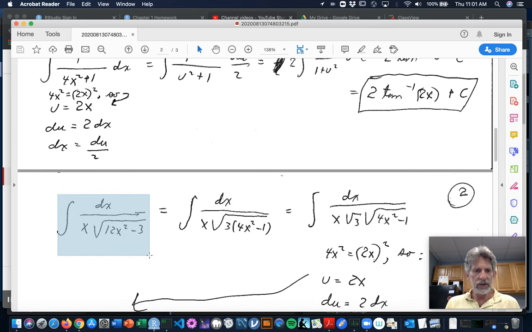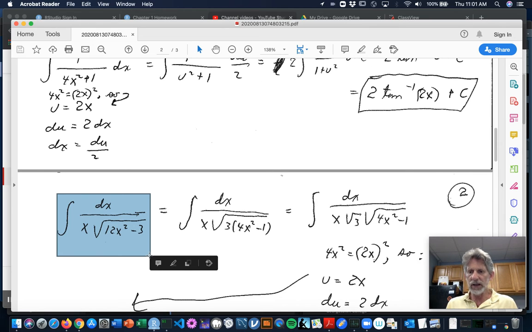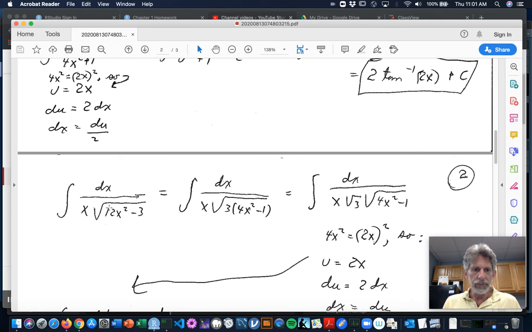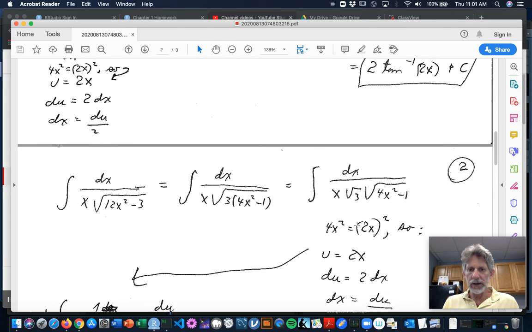So anyway, I'm going to see if I can modify this until it looks more like the derivative of secant inverse of something. So I want to see something squared here. I don't want to see 12 times it. I want to see a 1 here. I don't want to see 3. So I factor out a 3, and I just move it over a little bit. The square root of a product is the product of square roots. So now I've got that square root of 3 factored out.